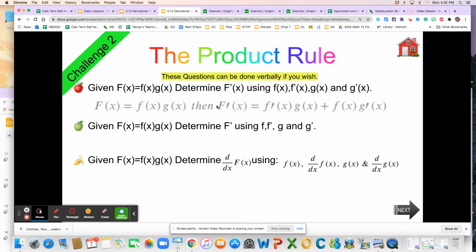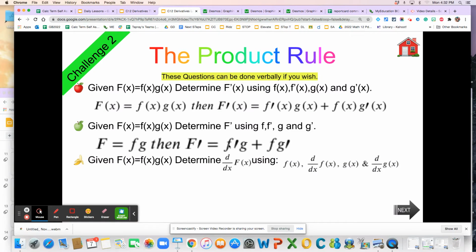Okay, first things first, let's make sure we can write it. There's lots of ways of doing it. So if it was in terms of f of x's, it would be f prime of x g of x plus f of x g prime of x. There are other ways. This is my preference because I don't like writing all those x's, but the above and the below have advantages. Okay, so this would just be f prime g plus f g prime.